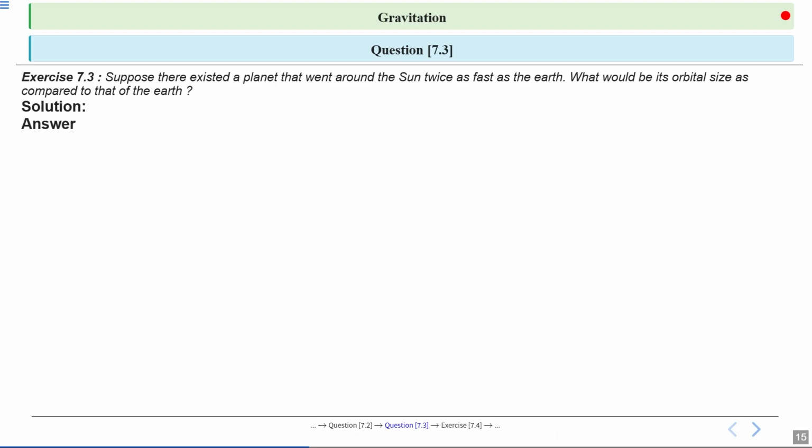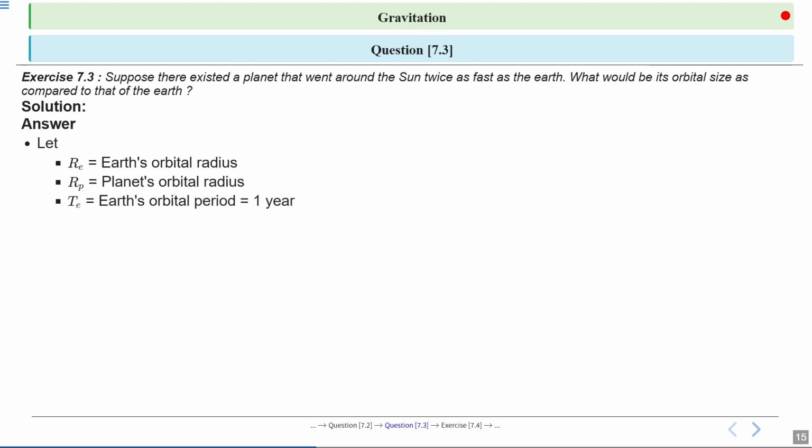Now first we need to define some terms. Re is Earth's orbital radius. Rp is the planet's orbital radius. Te is Earth's orbital period, that is equal to 1 year. And Tp is the planet's orbital period, which is equal to 1/2 year, since it goes twice as fast.